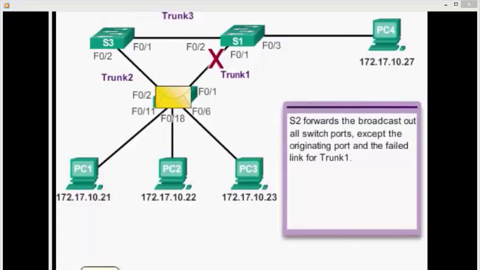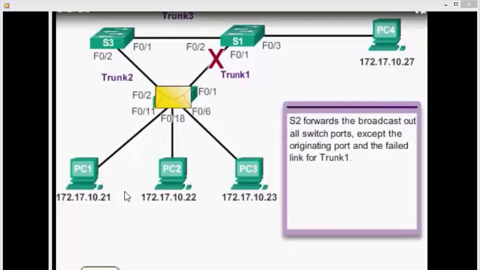Now in this picture you're going to see STP recalculating when a failure occurs. The trunk link between S1 and S2 has failed. S2 unblocked the ports. You will see that S2 unblocked the port for trunk 2.